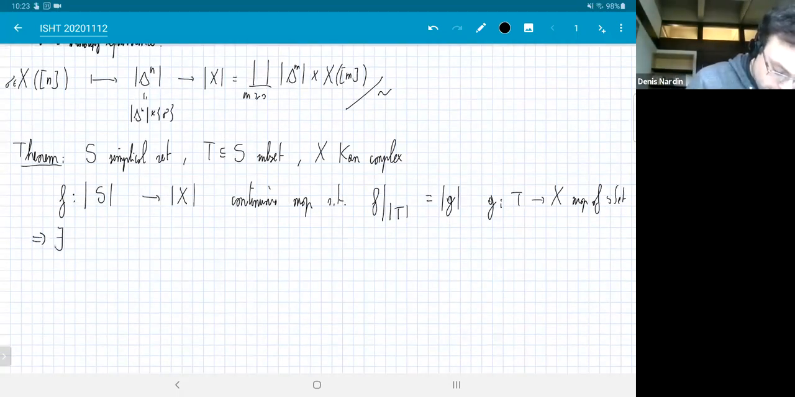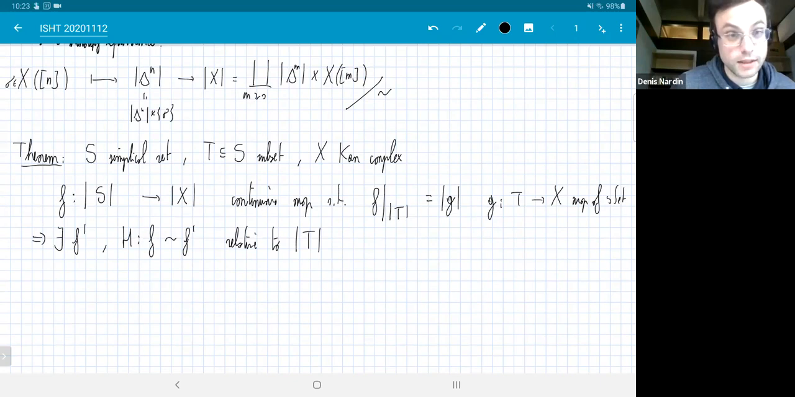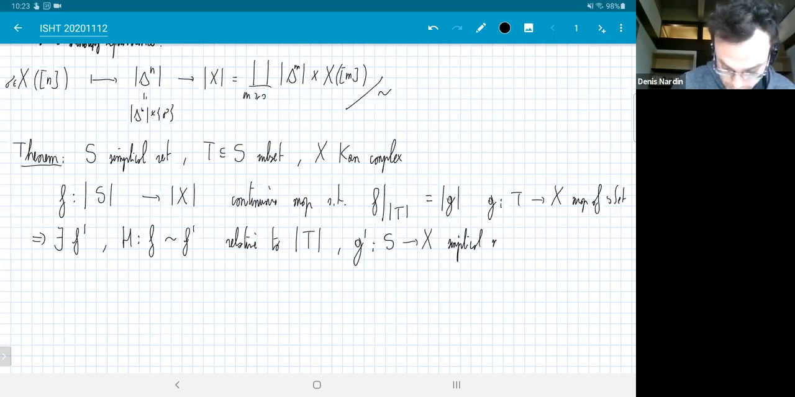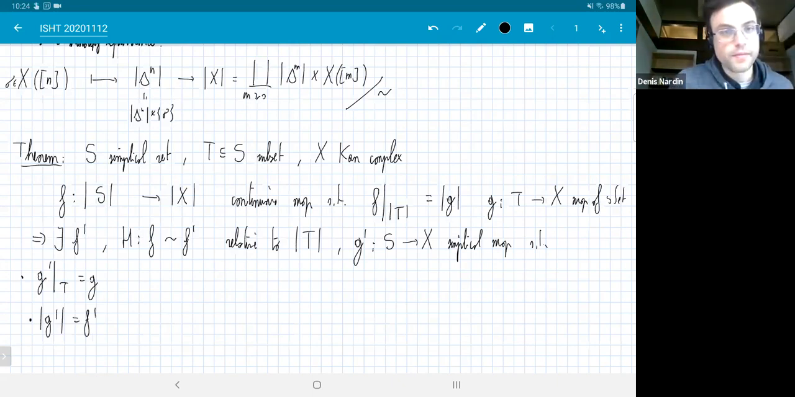And therefore, there exists F prime and H, a homotopy between F and F prime relative to the geometric realization of T. So F prime restricted to the geometric realization of T is the geometric realization of g again. And G prime from S to X, a simplicial map, a map of simplicial sets, such that G prime restricted to T is G, and the geometric realization of G prime is F prime. And this uses essentially that X is a Kan complex.